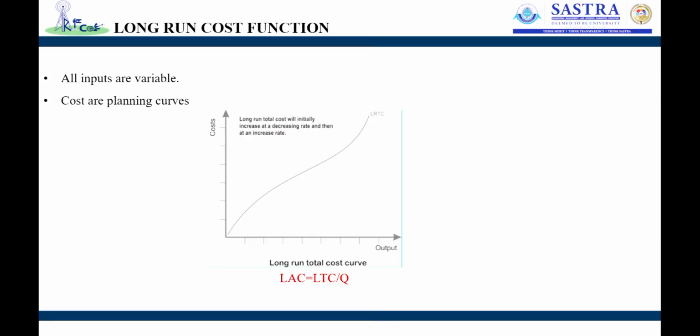Long run cost function. It is a cost function that models the minimum cost over time, meaning inputs are not fixed. Using the long run cost curve, firms can scale their means of production to reduce the cost of producing the goods. The graphical representation of the long run cost function is shown below. Long run average cost equals long run total cost divided by Q.